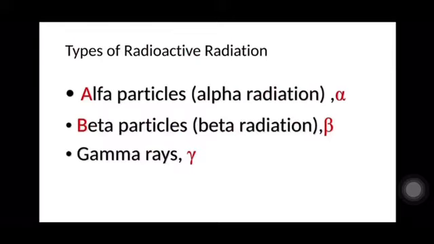Okay, kita ada 3 types of radioactive radiation. So the first one is alpha particles, which we call also alpha radiation, dan dia denoted by simbol alpha. Beta particle dia punya simbol beta radiation tu macam tu. Dan the most dangerous one lah, which is a very high energy, okay, gamma rays. Kamu tengok dia punya simbol, okay, macam tu.